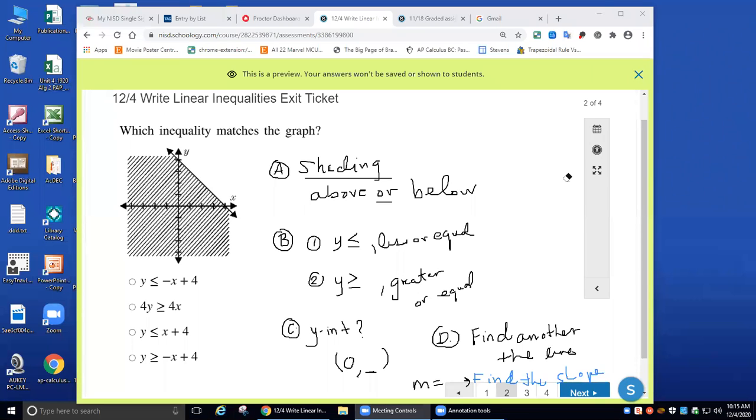Okay, I got 3 people telling me it's below the line. Let me repeat the question one more time. Is the shading above or below the line? Below, okay. Any more people?